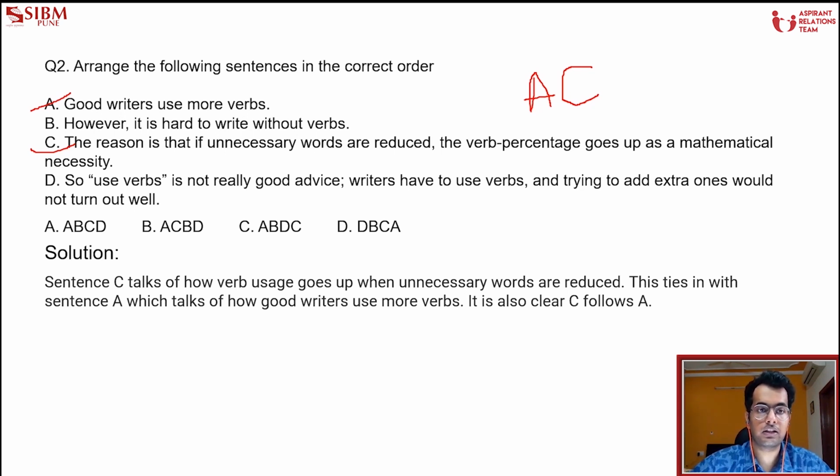So again, we'll first eliminate the options that don't have C following A. So options A, C and D are all eliminated, right? But let's try to figure out the whole order. Instead of just eliminating all the 3, let's try to figure out how this order is completely correct, right?